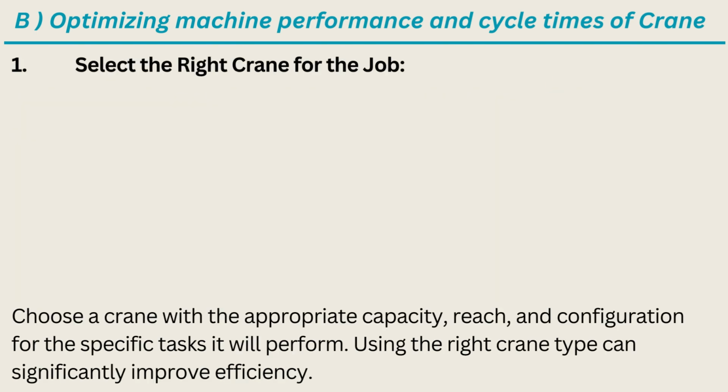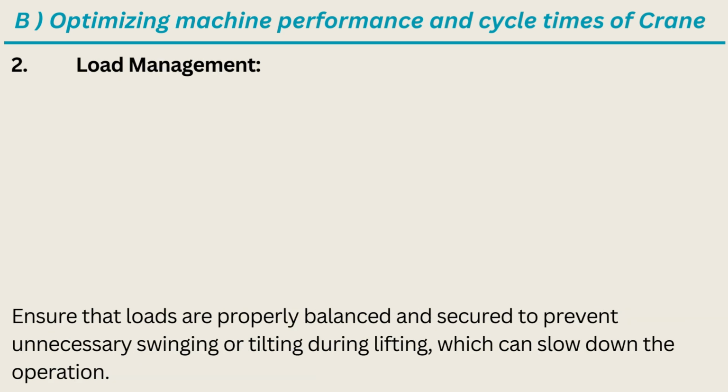1. Select the right crane for the job. Choose a crane with the appropriate capacity, reach, and configuration for the specific tasks it will perform. Using the right crane type can significantly improve efficiency. 2. Load management. Ensure that loads are properly balanced and secured to prevent unnecessary swinging or tilting during lifting, which can slow down the operation.